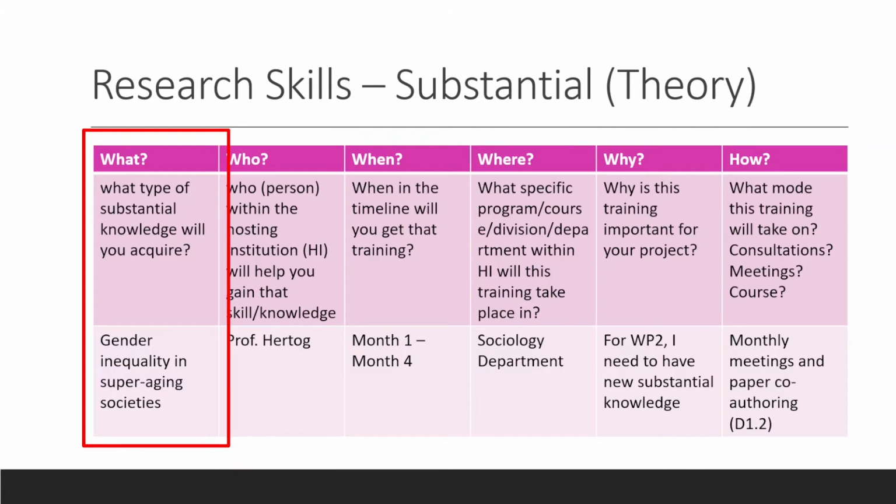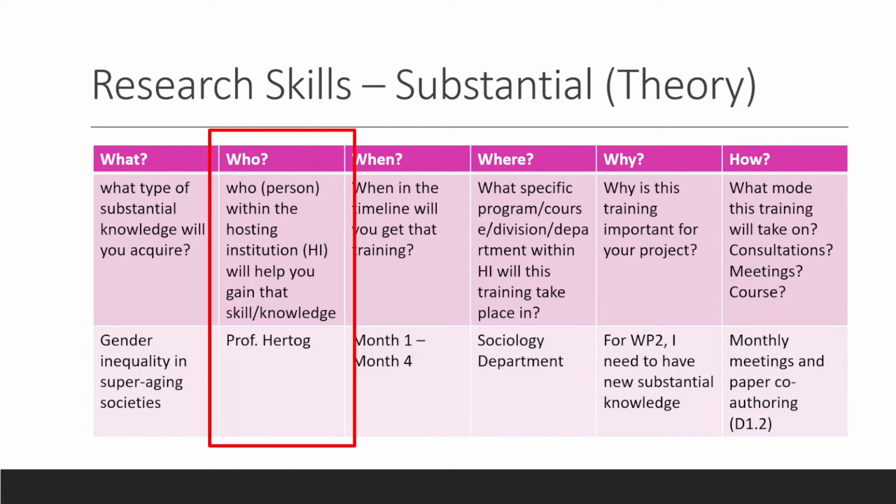The what column. Here, respond to the following question: what type of substantial knowledge you will acquire in this training. For example, the training will aim to provide substantial knowledge about gender inequality in super-aging societies. This could include understanding the dynamics, challenges, and implications of gender inequality within the context of societies experiencing significant population aging, such as Japan and Korea.